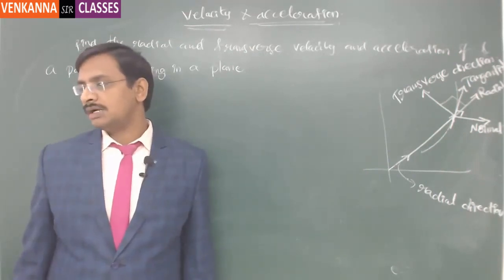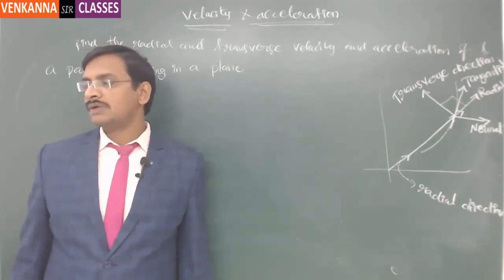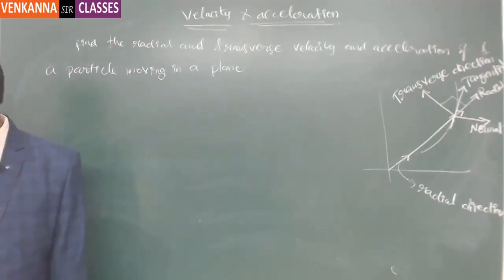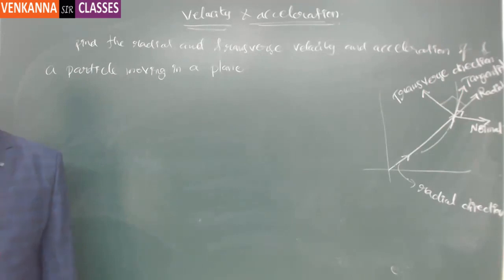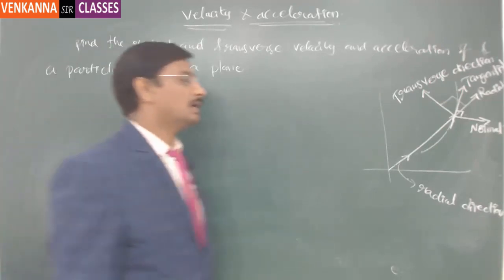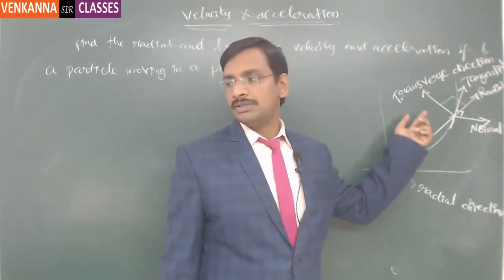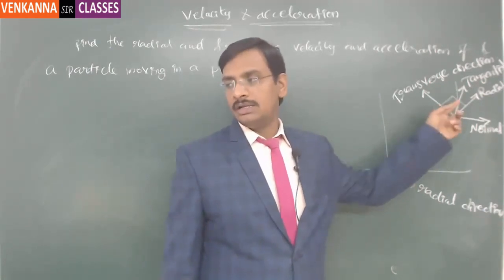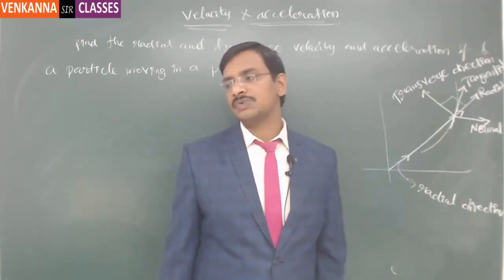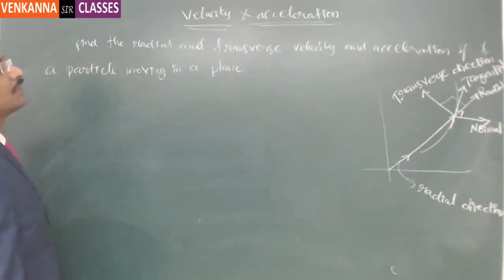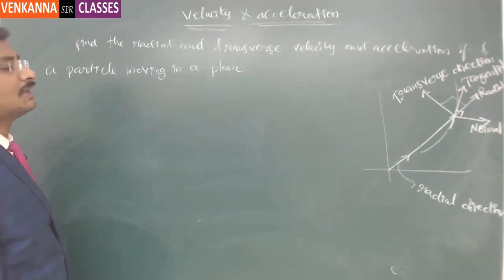Any questions on this, radial and transverse? Now he asked us to find out r and theta. Yes, exactly. The radial direction is the r direction in polar, and theta is the transverse direction. Got it? Okay. Now he asked us to find out the radial and transverse velocity and acceleration.